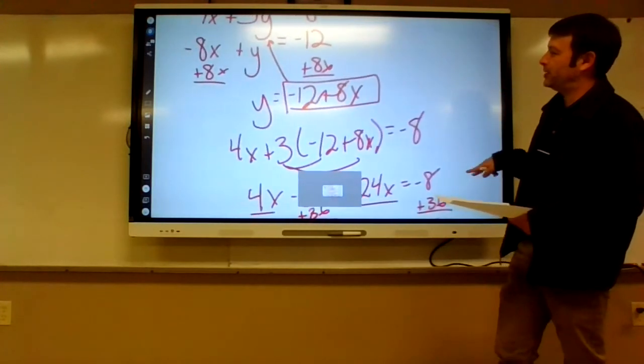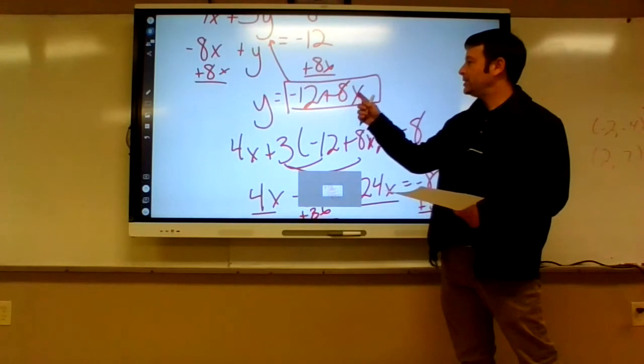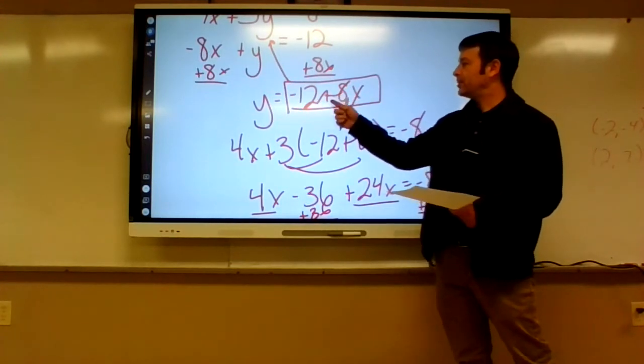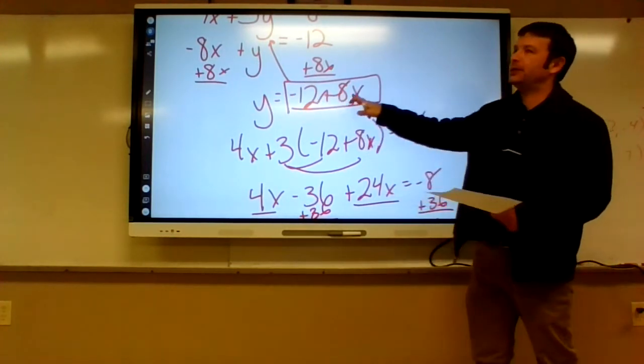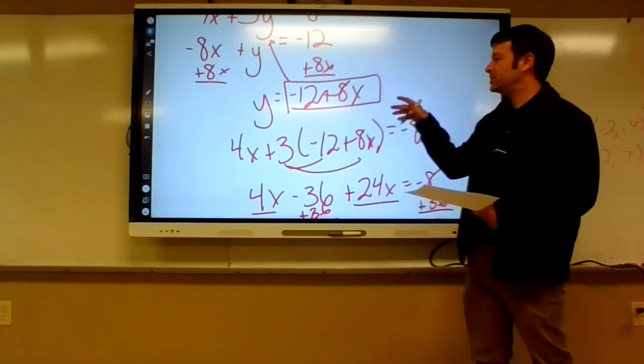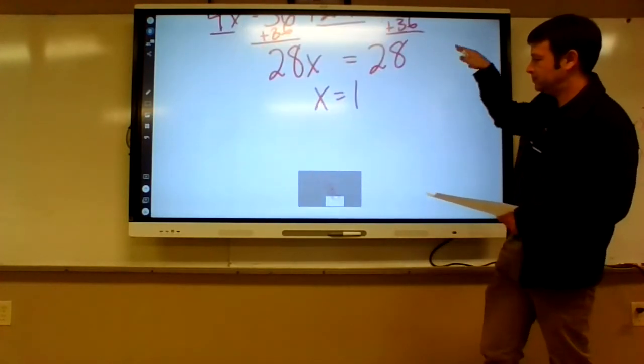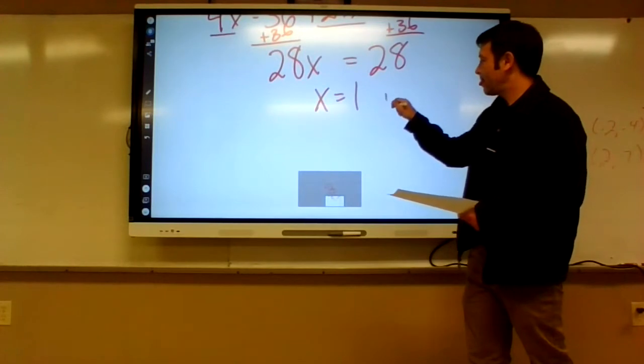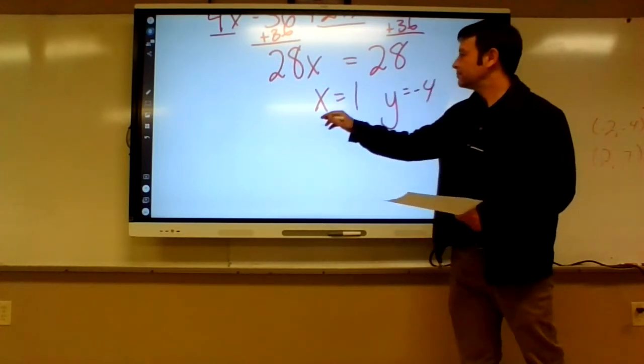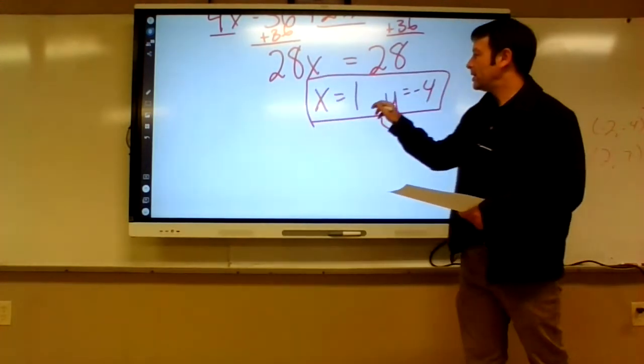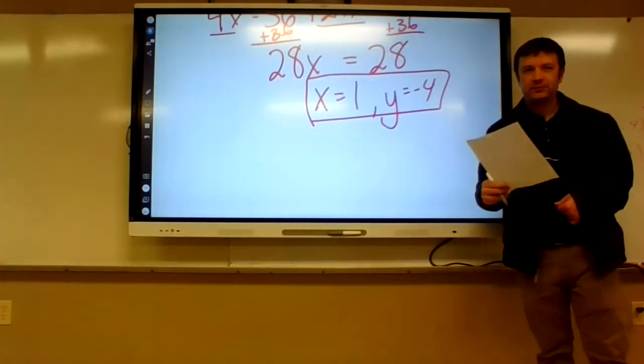Let's put it right here. It's usually the easiest one. 8 times 1 is 8. Negative 12 plus 8. Negative 4. Alright. So far, so good? Yeah.